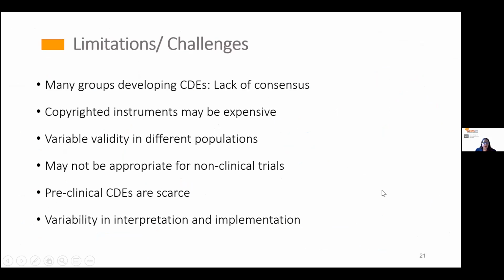So you've heard all the beautiful things about CDEs, and I understand that CDEs are not perfect. However, you have to put everything in a balance. They have more benefits than limitations. So this is the list of limitations. One is that many groups are developing CDEs, so there's a lack of consensus. So you may find, like, 50 different ways of collecting education, age, race, ethnicity, etc.